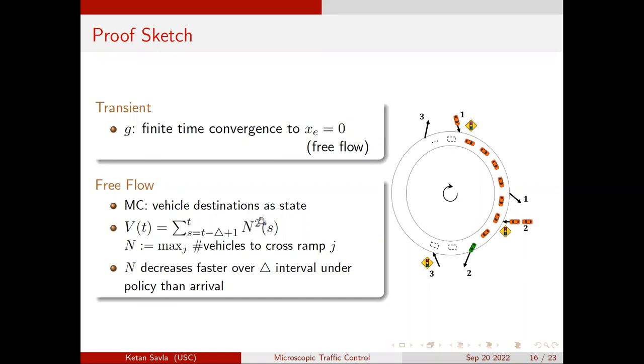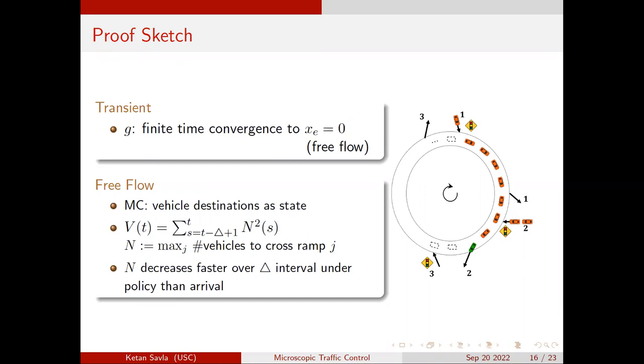And we also add the square of that quantity over a time horizon. We look over a certain delta time in the past. The reason, again, is that in order to show the negative drift of this, we need to look sufficiently far in the past, because it takes time for vehicles to enter and reach their destination, all of that, right? So the proof is quite involved and all the details are in the paper.